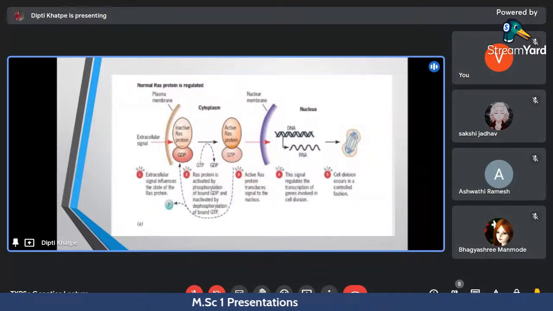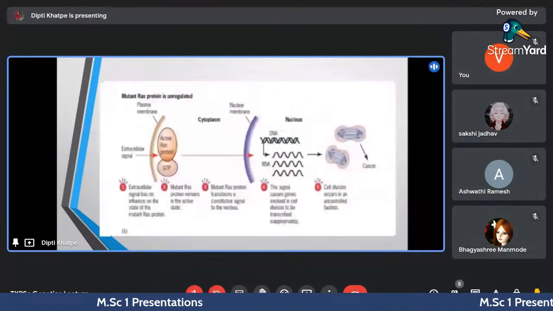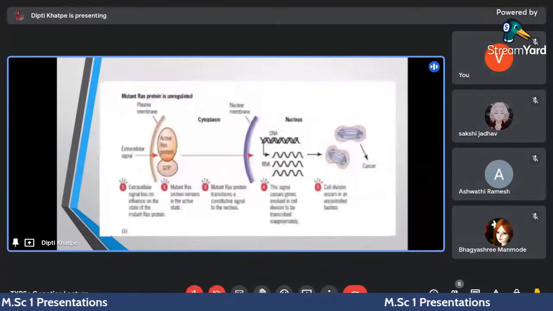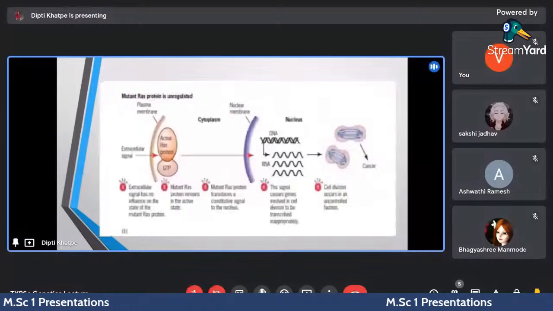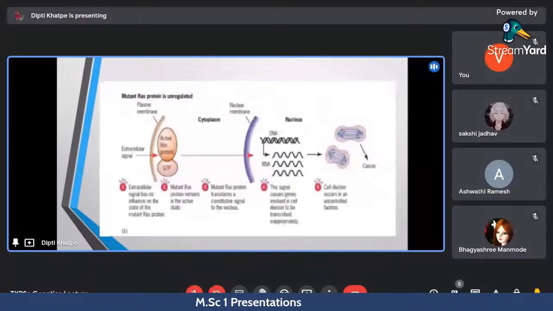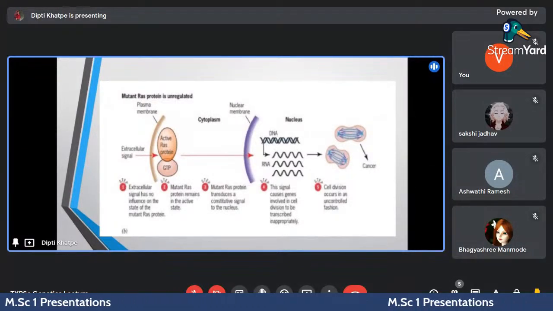The extracellular signal has no influence on the state of the mutant RAS protein. In the cytoplasm, mutant RAS protein is already in an active state. Then it transmits a constitutive signal to the nucleus. This signal causes genes involved in cell division to be transcribed in an inappropriate manner. There is formation of RNA and cell division occurs in an uncontrolled fashion and causes cancer.